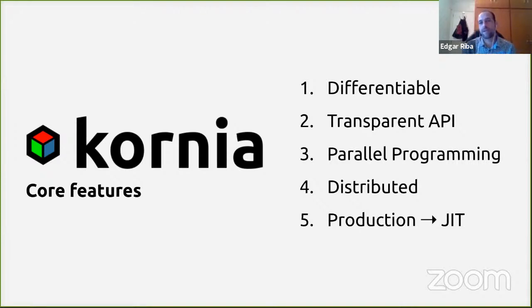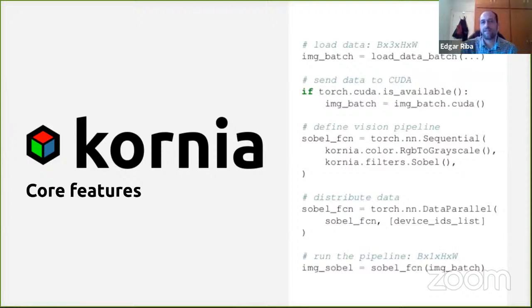It enables parallel programming by default. You can also run the different operators in a distributed manner using the native distributed API in PyTorch. And it can also be used for production just using the just-in-time compiler from PyTorch. So basically, here there is this snippet that more or less shows that with very few lines of code, you can have all these properties I just mentioned.